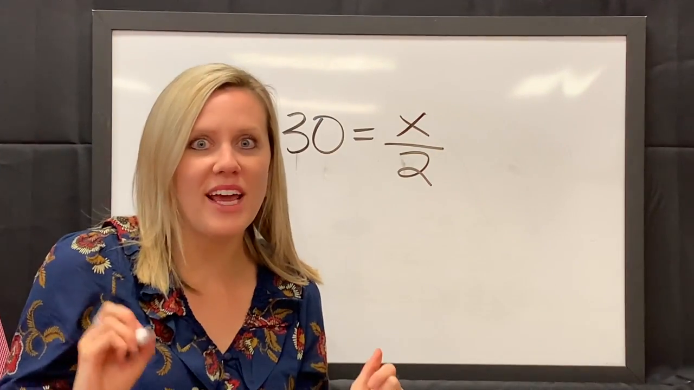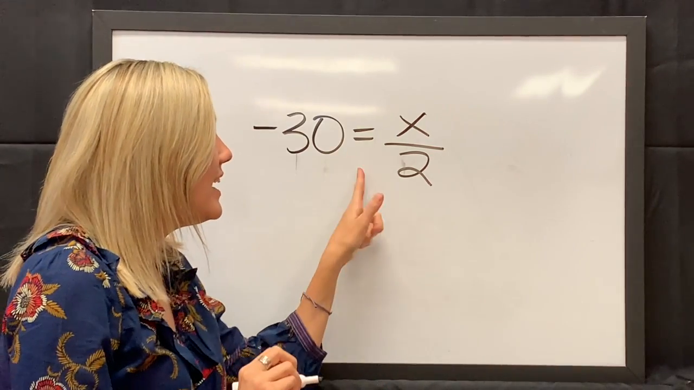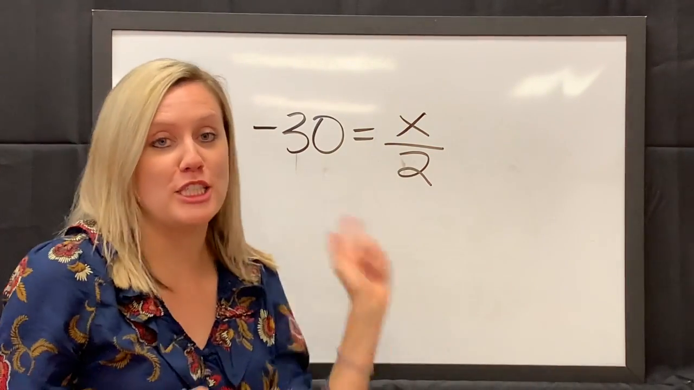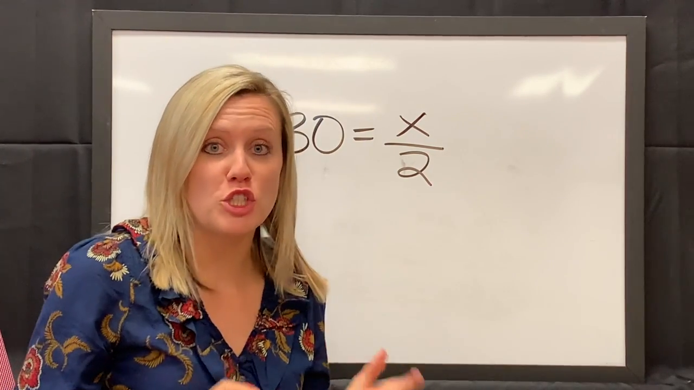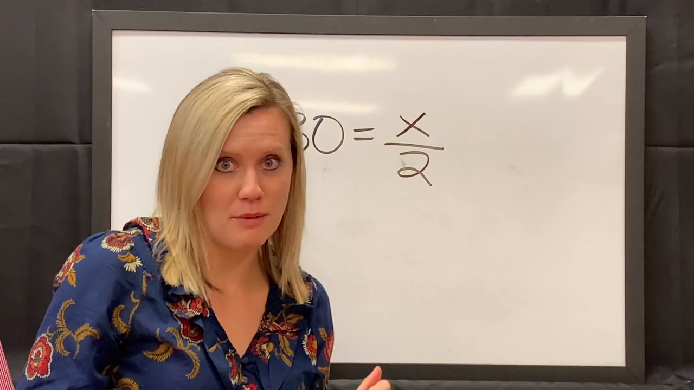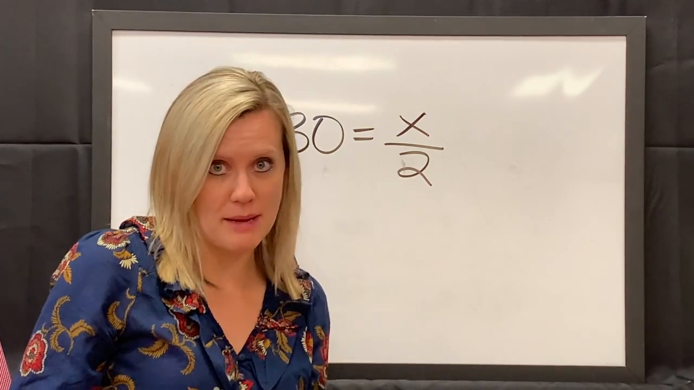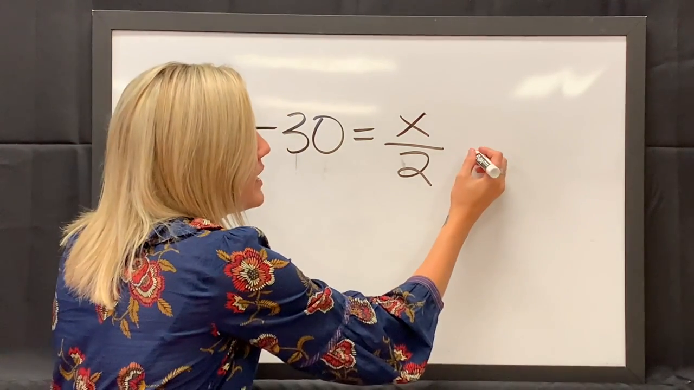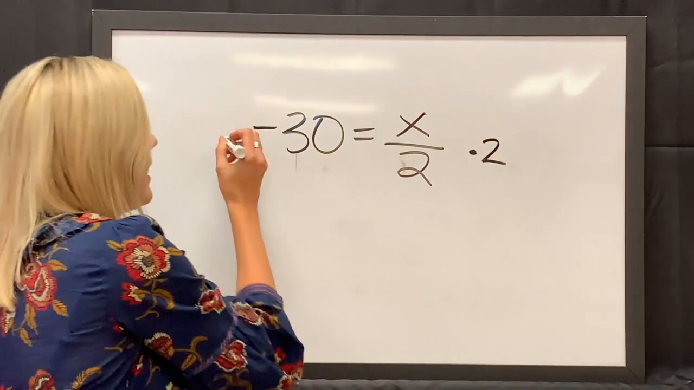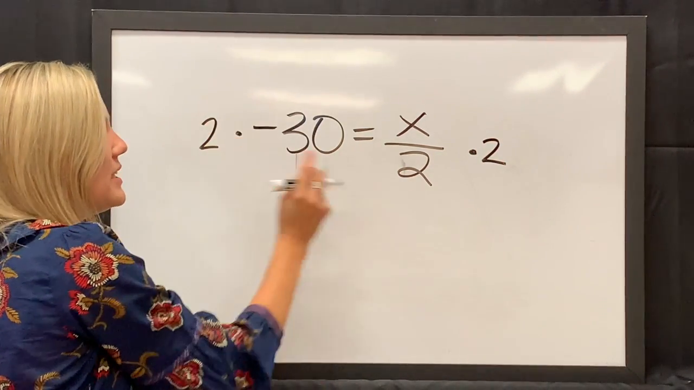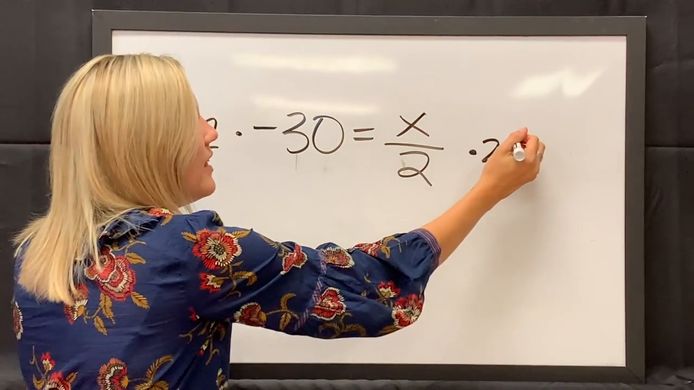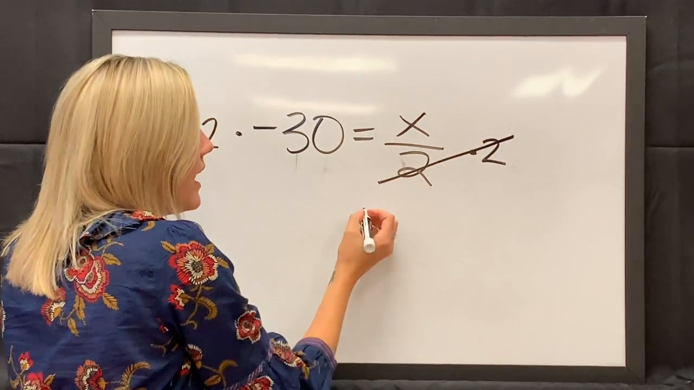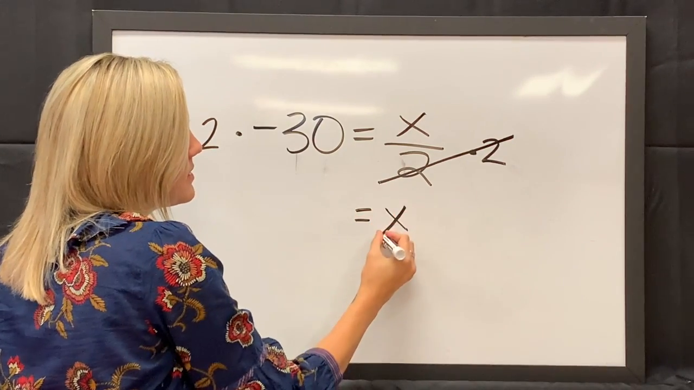Okay, here we have negative 30 equals x divided by 2. So we want to get rid of that divided by 2, just like we did with the last problem. So I am going to multiply by 2. Okay, so I usually just write it out here like I said, and I'm going to multiply this by 2 because I have to keep my problems equal. Okay, these will cancel, and I am going to be left with x.